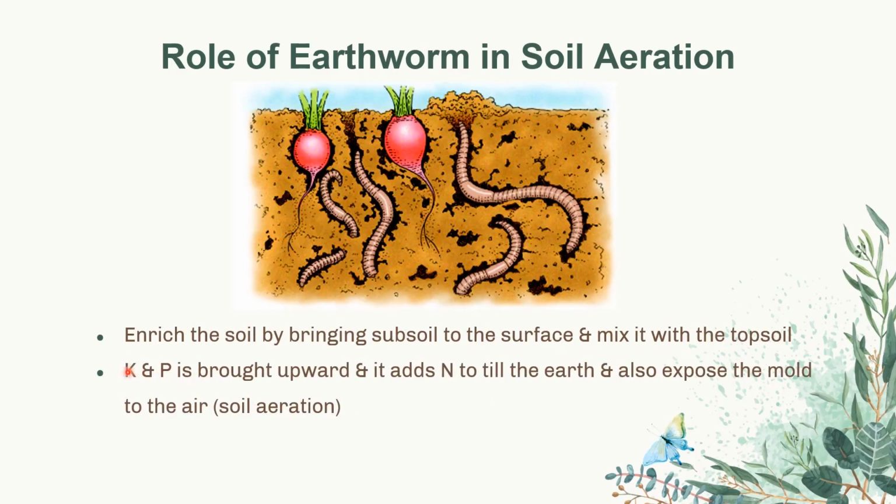The potassium and the phosphorus are brought upwards, and it adds nitrogen to the earth, and also exposes the mold to the air. This is called the soil aeration process. It also drags organic material closer to the roots of plants, meaning it will help provide compost for the plant to survive.